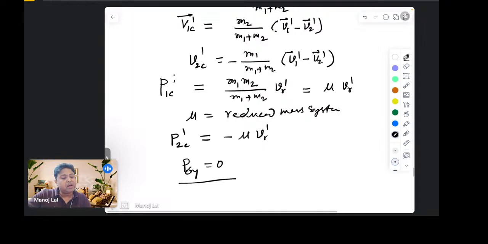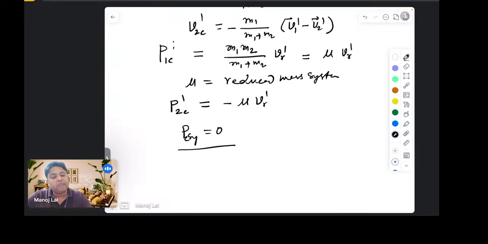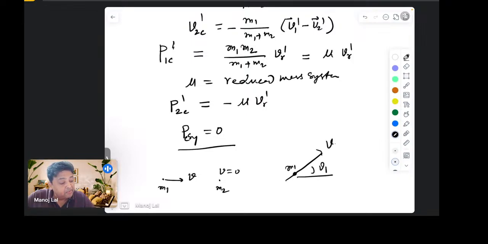So let me understand this carefully. The momentum of one and momentum of two are equal and opposite, but what is the direction? What is the initial direction, students? Initially, m1 is moving with velocity v, and m2 is at rest. Its velocity was zero. After that, m1 moves with velocity V1 dash at angle theta 1, and m2 moves with velocity V2 dash at angle theta 2, right?